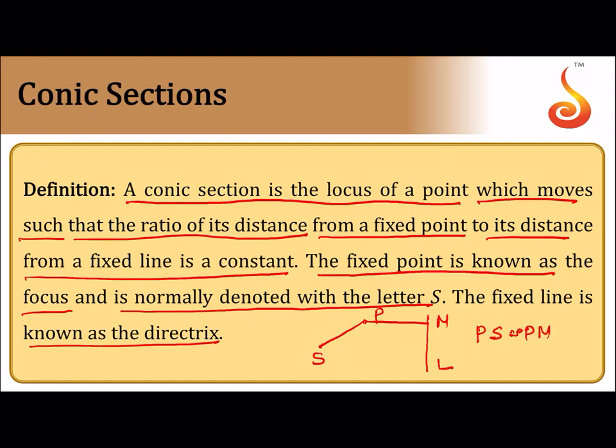I name the fixed point S, this is P, and this is PM to the fixed line. So PS equals E times PM; E equal to 1 represents a parabola. The locus of a point such that the distance from a fixed point and a fixed line have a constant ratio, if the ratio is equal to 1, is called a parabola. So I repeat once again, PS is equal to E times PM. E is called eccentricity.